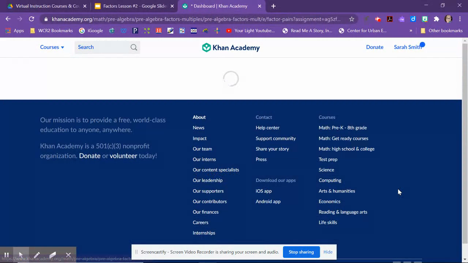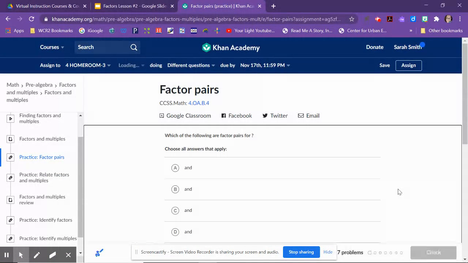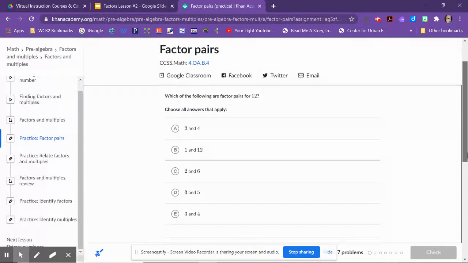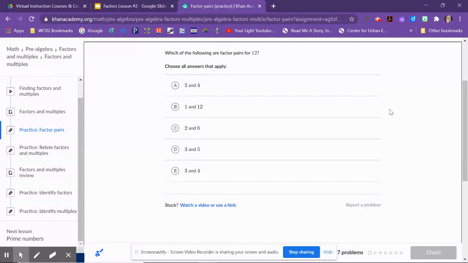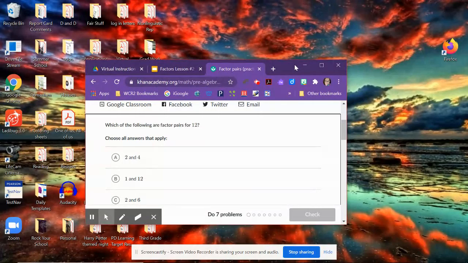And then also remember that when you get into the assignment, if you do not know how to choose an answer, for example, it says, which of the following are factor pairs for 12? So obviously on your piece of paper, that's where you're going to factor your 12. So I'm going to go ahead and show you a trick for this.